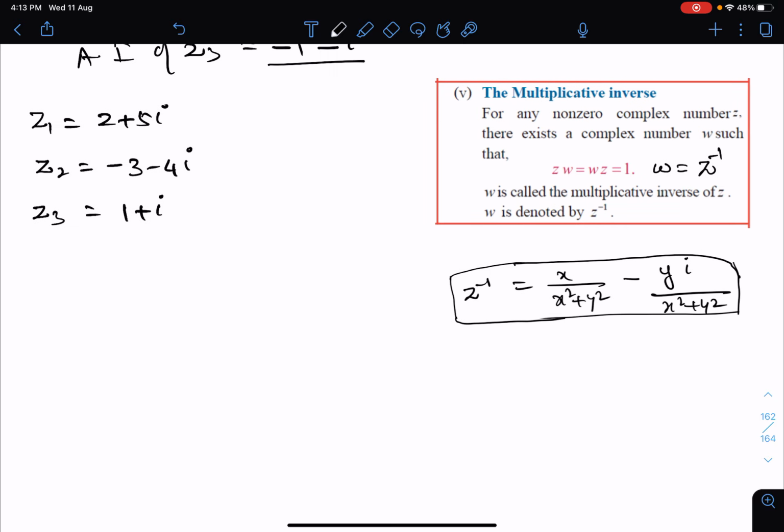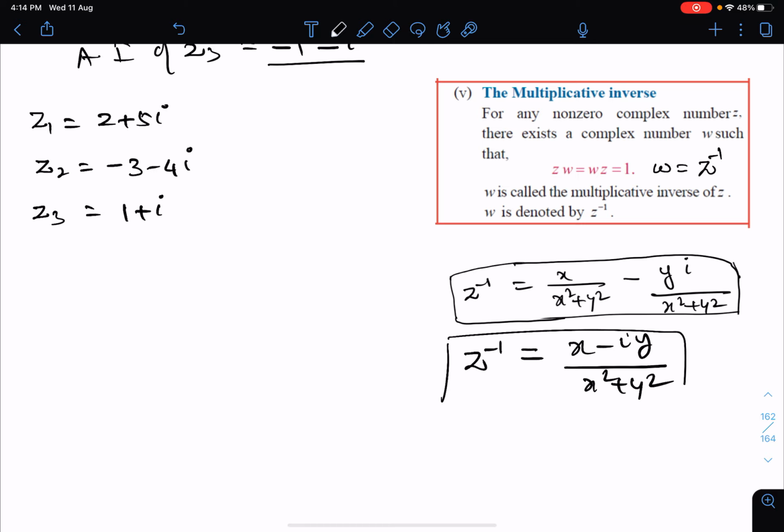We have proved this one. What is the multiplicative inverse of Z? That is given by this formula: x minus iy by x square plus y square is going to be the simplified form of Z inverse. How do you get this Z inverse? What do you mean by Z inverse? We can write it as 1 by Z, isn't it? So when you write 1 by Z, you get the i in the denominator.